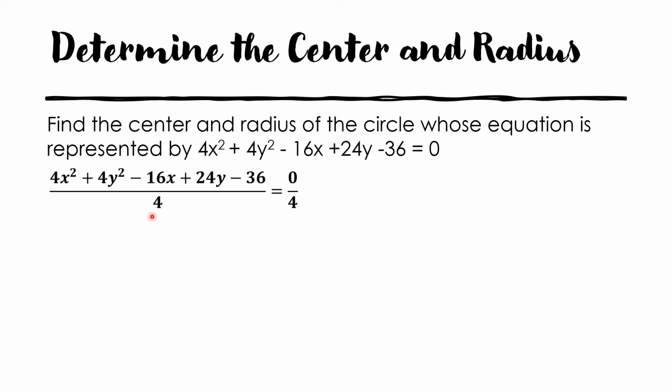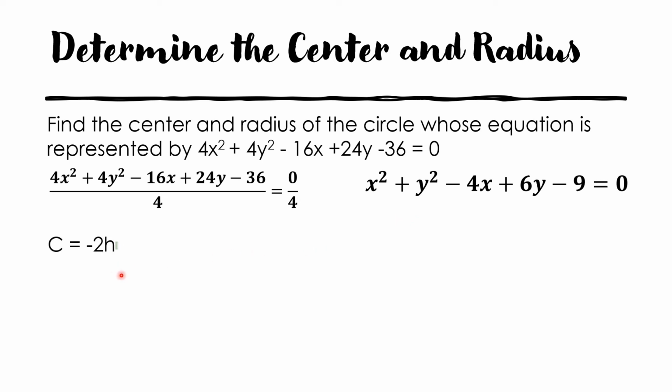So, para magawa yun, i-divide natin yung buong equation sa 4. So, 4 divided by 4, that is 1. 4 divided by 4 is also 1. Negative 16 divided by 4 is negative 4. 24 divided by 4 is 6. And negative 36 divided by 4 is negative 9. 0 divided by 4 is 0. So, we have now our new equation, x squared plus y squared minus 4x plus 6y minus 9 equals 0. So, using this new equation, pwede na tayo mag-solve ng value ng h natin.